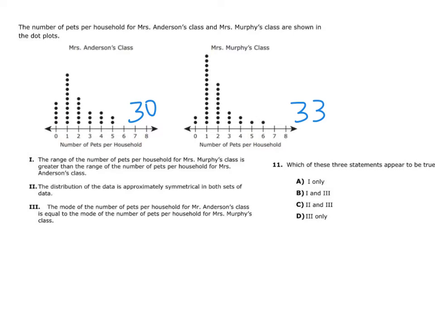So that's 6 minus 0 is 6, so Murphy's is 6. And 5 minus 0 is 5, so it's 5. And it's saying 6 is greater than 5. That is true. Okay, let's look at the next one. The distribution of data is approximately symmetrical for both sets of data. Well, again, symmetrical means that they're the same on each side. And if you notice, this is not even symmetrical. This is skewed. Both of them are skewed, right? So that would be false.